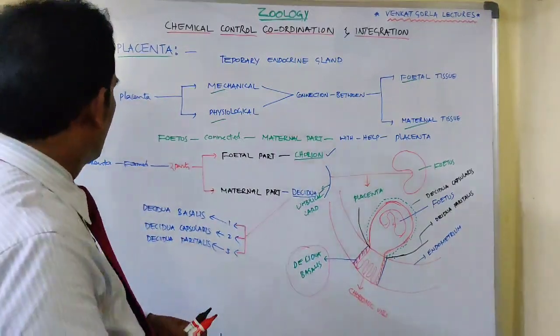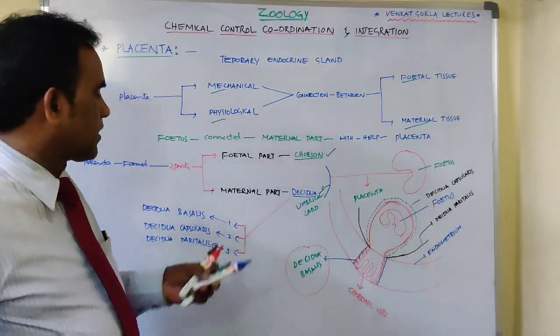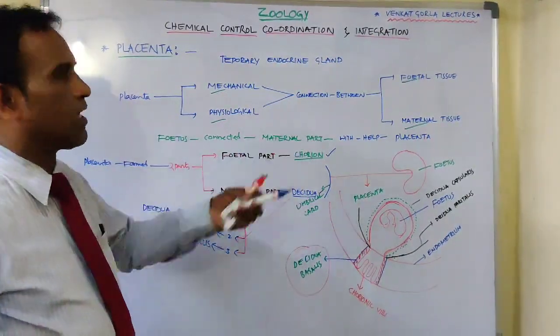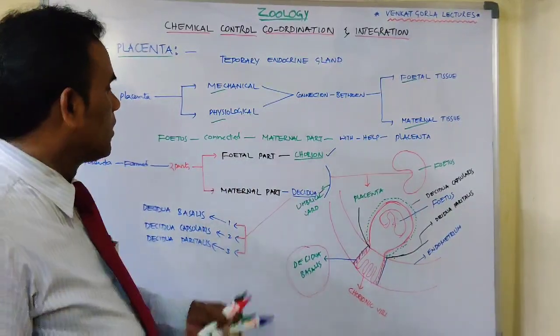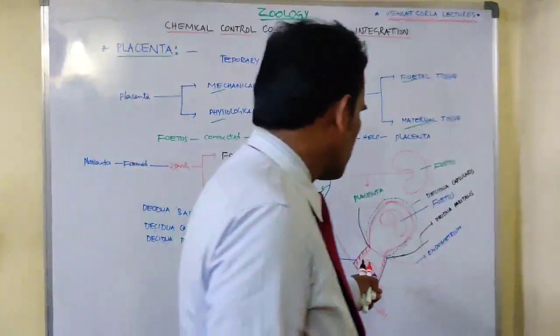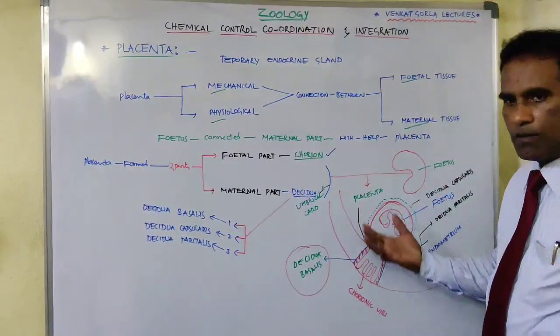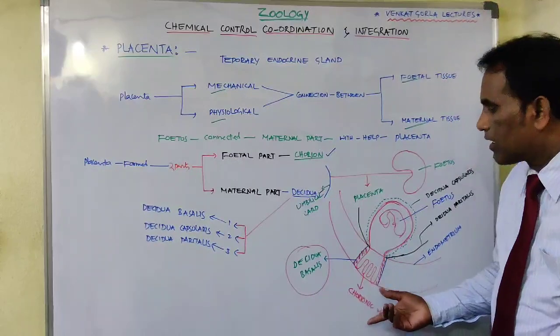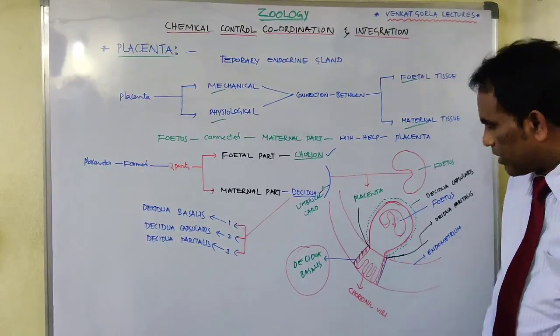Okay. So the placenta is formed by two parts. One is called fetal part, the other one is called maternal part. The fetal part is called chorion and the maternal part is called decidua. The fetal part is called chorion, that means the place where the embryo is attached to wall of uterine at the time of implantation, at the seventh day of fertilization.